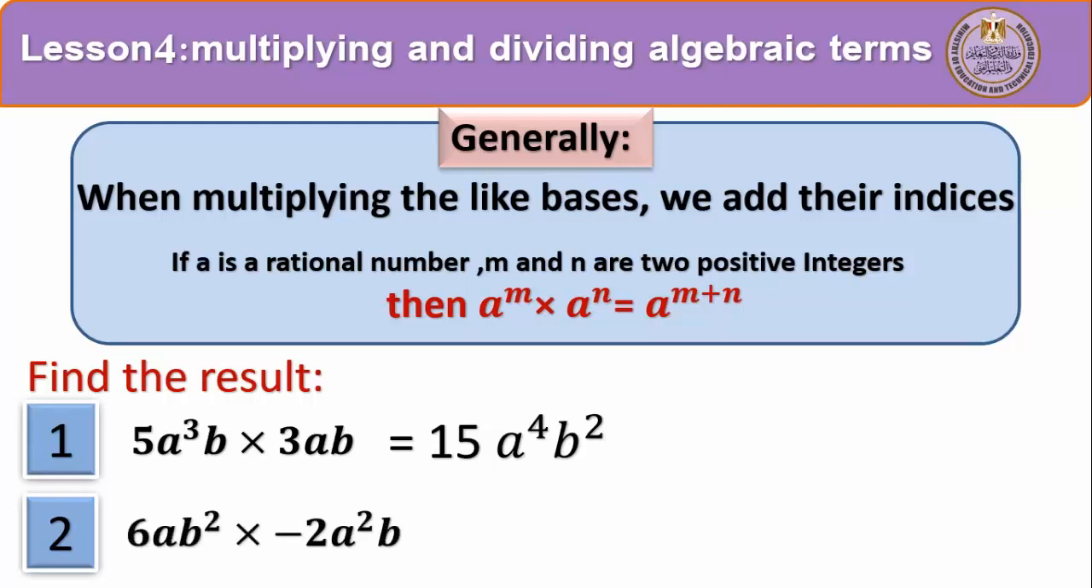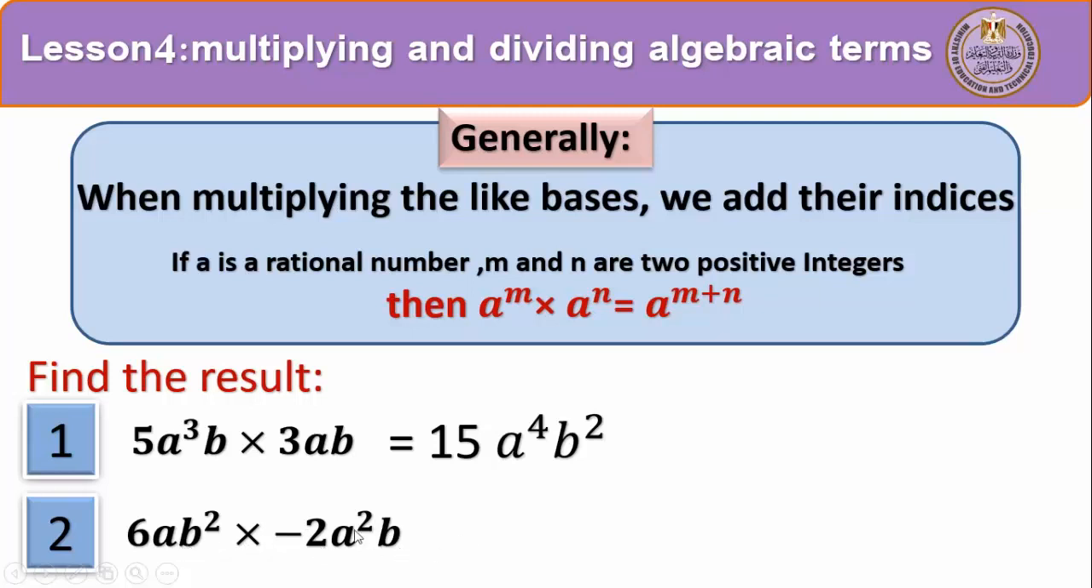Our second example is 6ap power 2 times negative a power 2p. Here we have a positive coefficient multiplied by a negative coefficient. So when we multiply 6 by negative 2, we get negative 12. Pay attention to the sign rule. Positive times negative equals negative. So 6 times negative 2 equals negative 12.